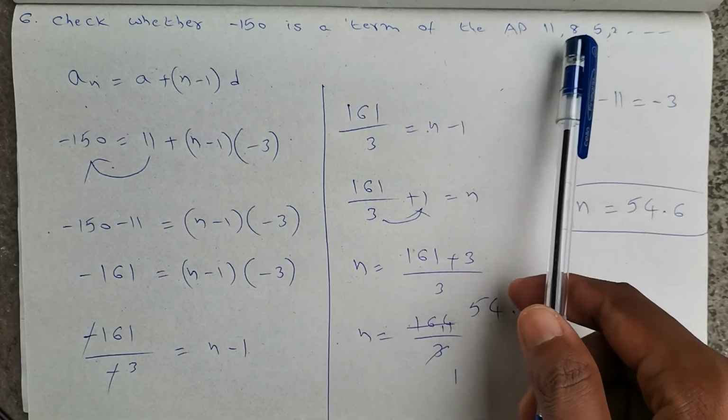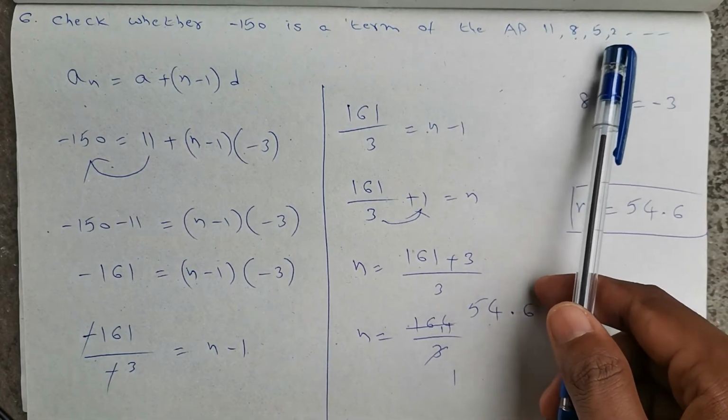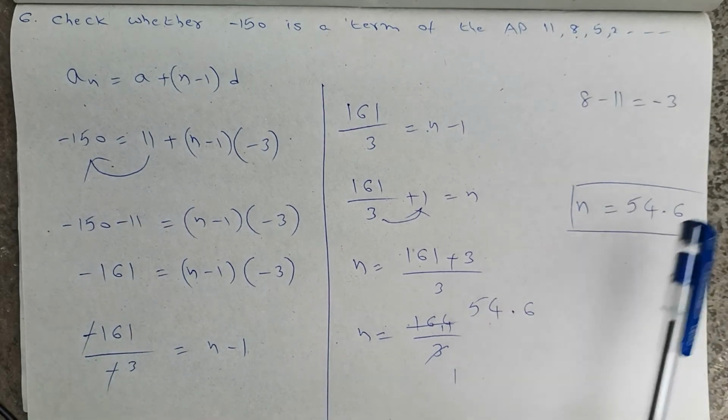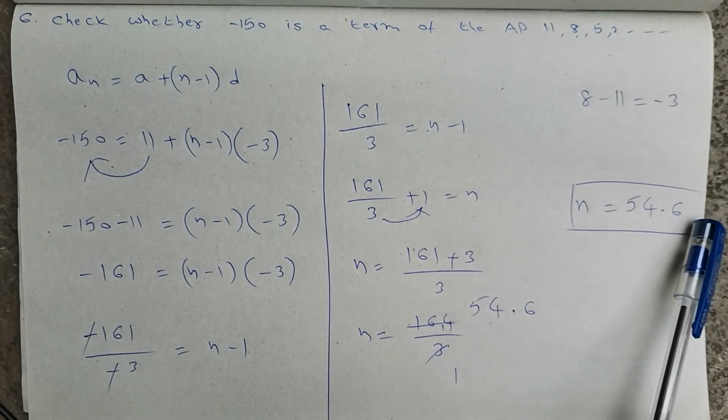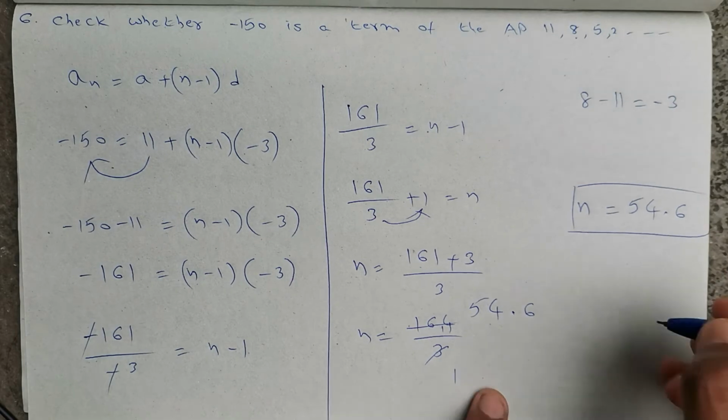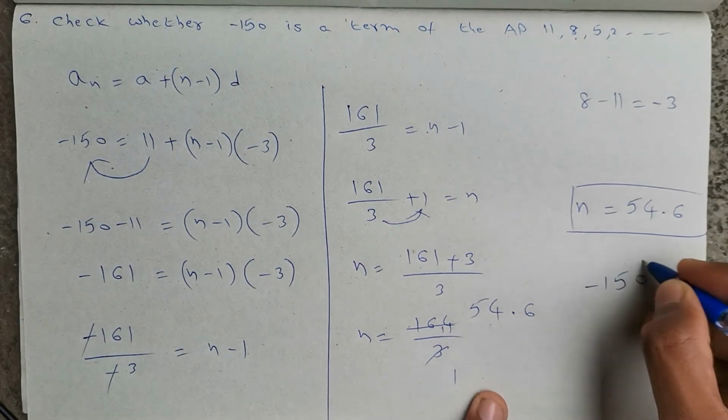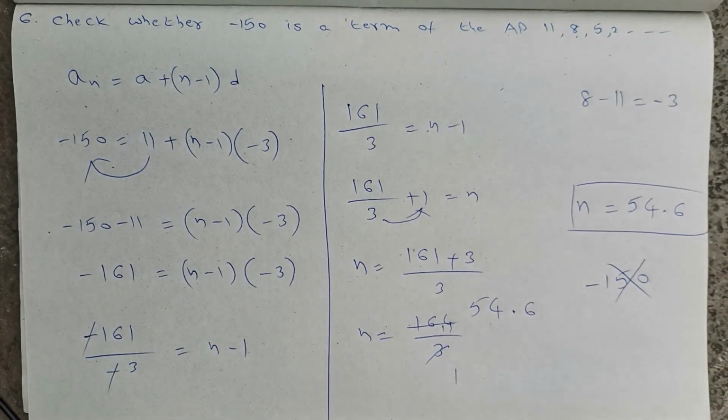It means one term will be there, two terms will be there, or 10 terms will be there, or 100 terms will be there, but 54.6 terms won't be there. So it means minus 150 is not a term in the given AP.